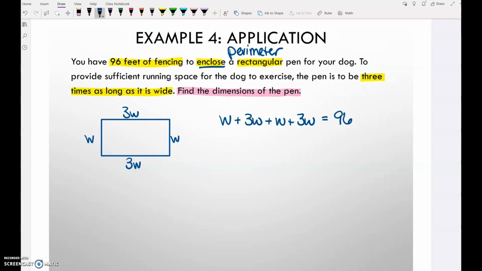How many W's do we have? 8 W's. And 96 divided by 8? 12.